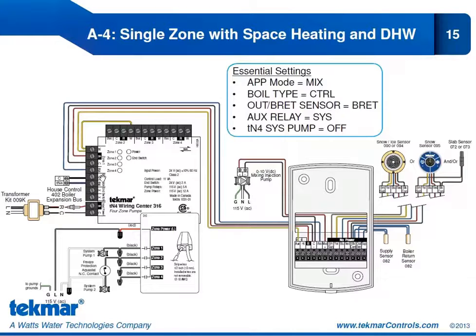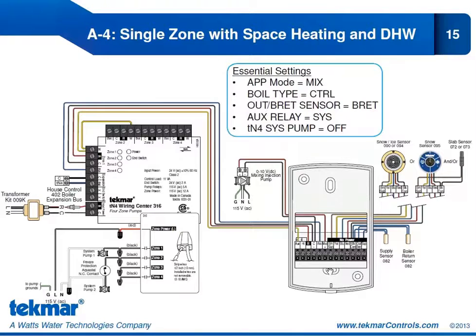You can see we're using the boiler expansion terminals to move from the wiring center 316 to the house control. In this case, we have shown a house control 402. The freeze protection aquastat has been connected in line with our system pump 2, so that whenever that temperature does approach freezing, we will break power to system pump 2.